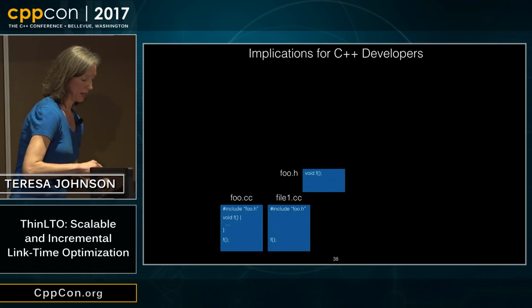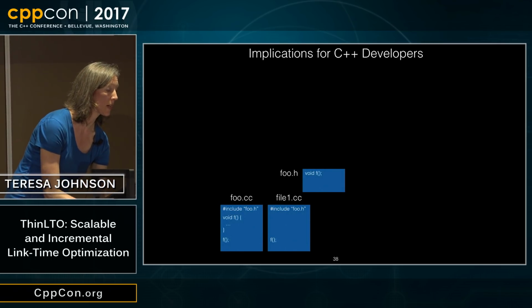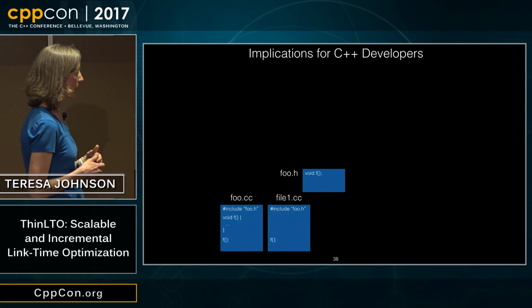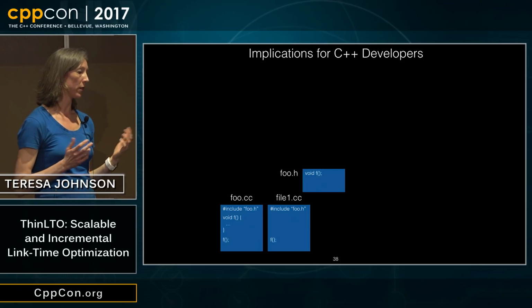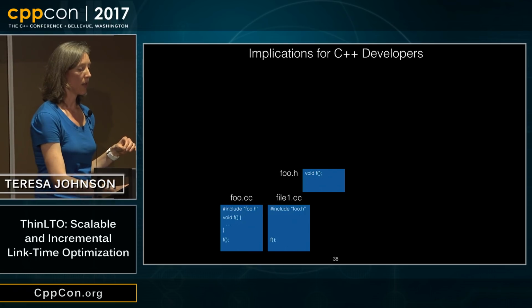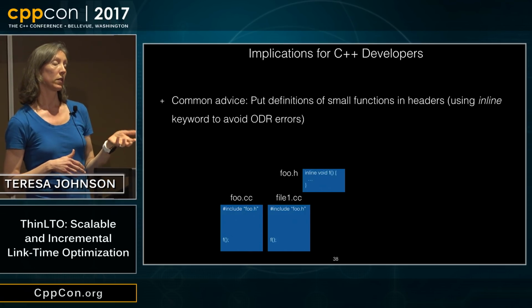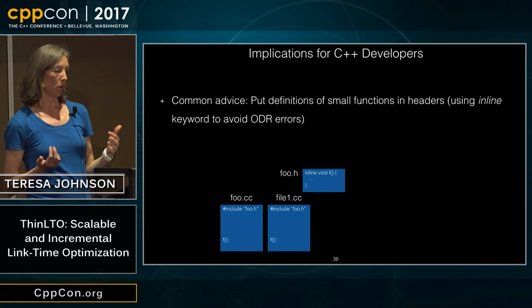And so there's one example that I wanted to go through here where I think there is an effect. If you look at this case, we have a function f that's defined in foo.cc. It's called in a couple of different source files. Now, the current conventional wisdom says that if this is a small function, you might want to instead define that function in a header file, giving it the inline keyword.